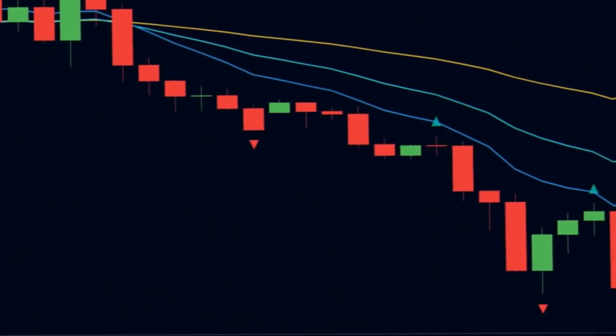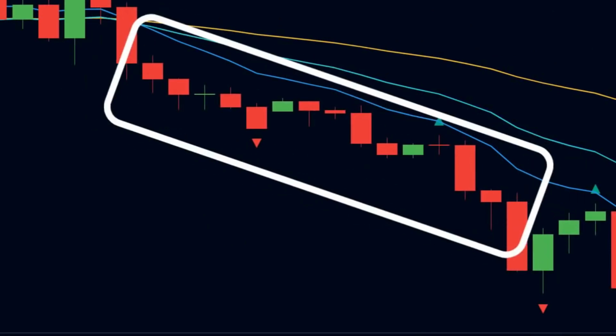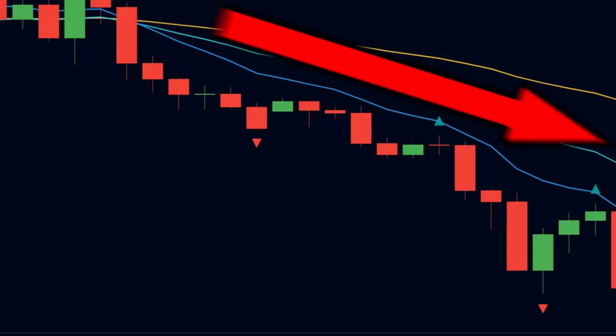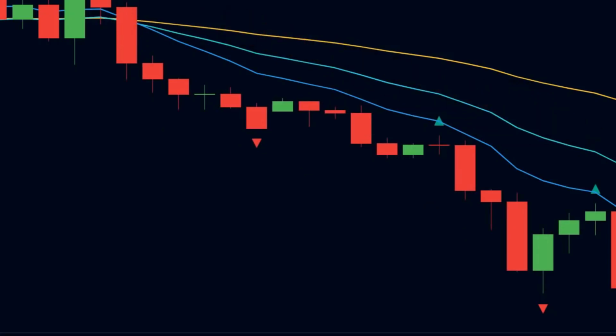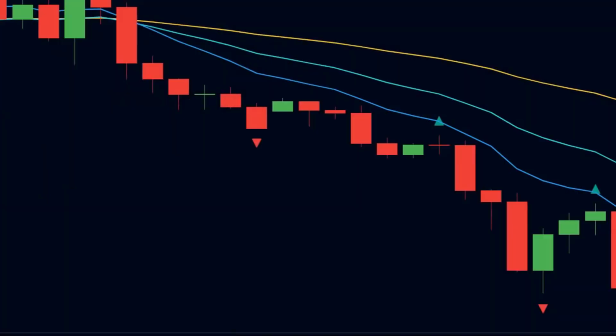Now let's look at a sell setup. Here on this chart, we see that the price was trading below the 3 EMAs. And the 3 EMAs were sequentially sloped downwards. The 10 EMA was below 20 EMA and the 20 EMA was below the 50 EMA. This was a clear downtrend. In a downtrend like this, we want to look for sell trades only.